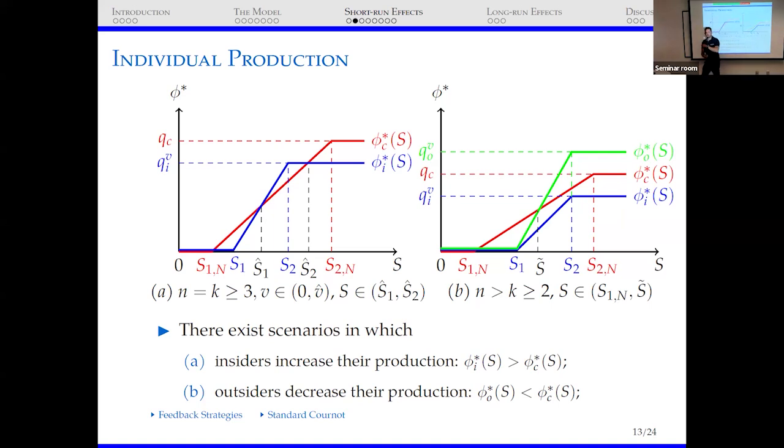Which is counterintuitive, because as usual, the theory says that if you do such a practice, the insiders will decrease their production and the outsiders will increase their production. So these are some cases that exist in this paper.